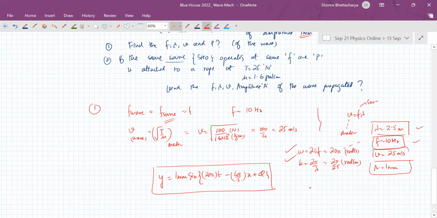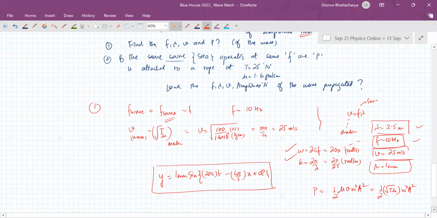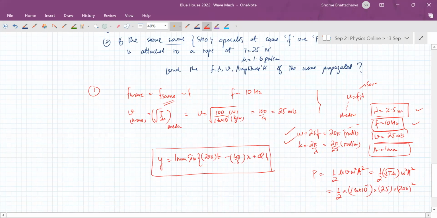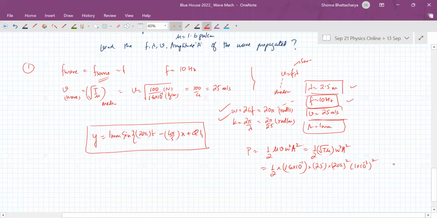Okay. Now the final thing is the power. So for that, we can just use this formula, half square root T mu omega square A square, whichever you choose to use here. So half, 1.6 into 10 raised to power minus 1 in SI unit is mu. V in SI unit is 25 meters per second. Omega again in SI unit is 20 pi, and amplitude in SI unit is 1 into 10 raised to power minus 3, squared. So the power that we'll get will be in watts.